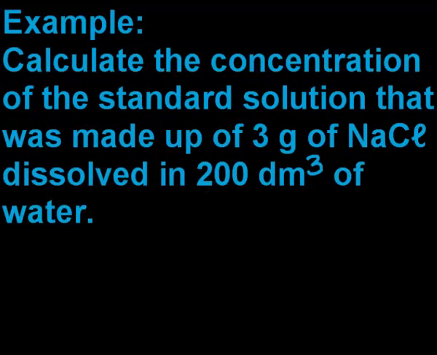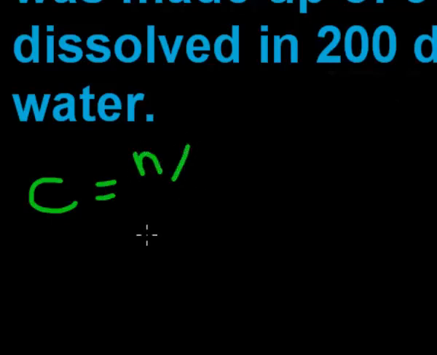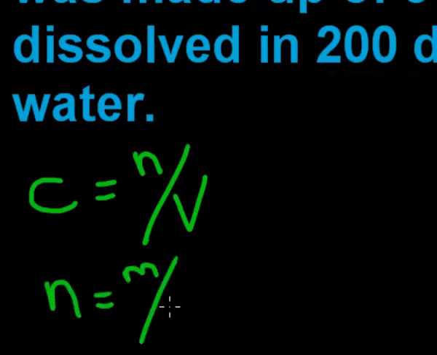It asks us first to calculate the concentration of this standard solution that was made up of 3 grams of my salt that was dissolved in 200 cubic decimeters of water. Good, so we want to go and calculate concentration. According to my formula, it will be moles divided by volume. But we do not have the moles and would first need to go and calculate that, making use of mass divided by molar mass. Now, as we said, we can go and combine this into one formula.